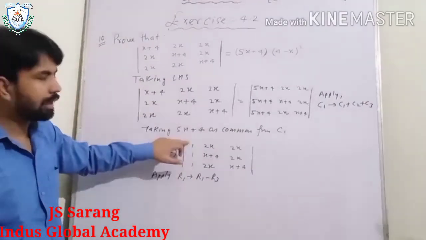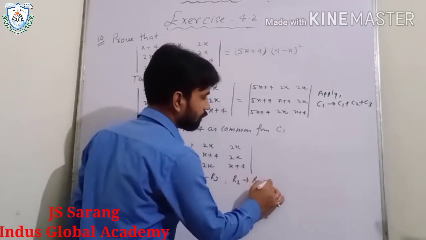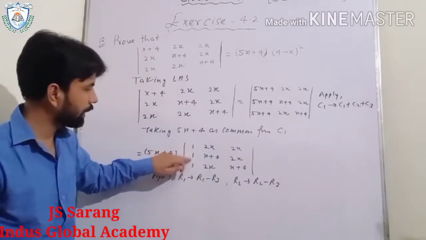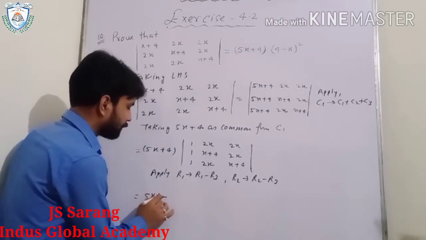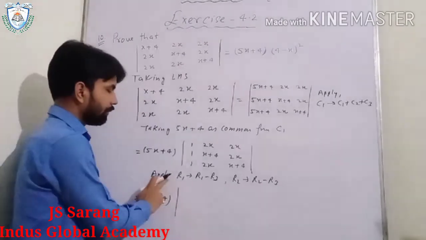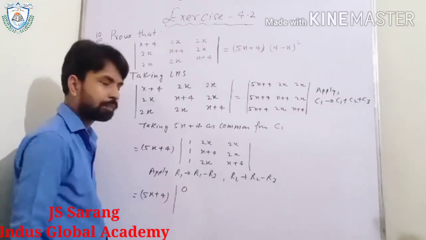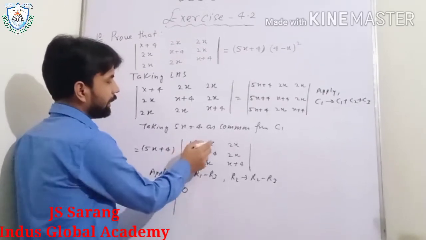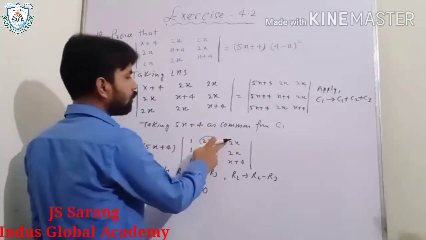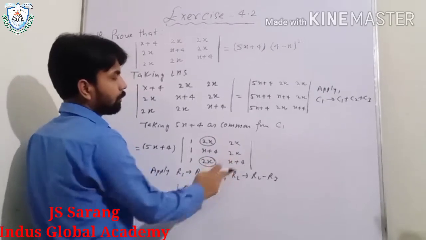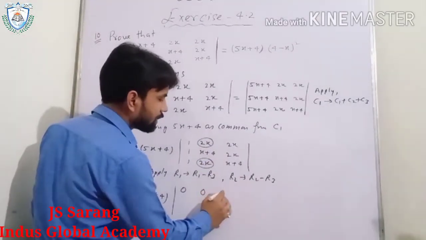R1 minus R3: 1 minus 1 is 0. And R2 also becomes R2 minus R3: 1 minus 1 we get 0. Okay, so what is left? 5x plus 4 will remain the same, but we apply the operation in R1, R1 minus R3. So 1 minus 1 is 0. Now 2x minus 2x is also 0. Now 2x minus (x plus 4), so 2x minus x minus 4. So 2x minus x is x, minus 4.